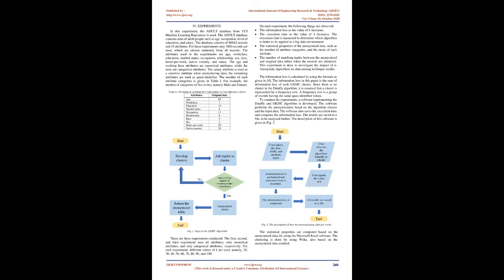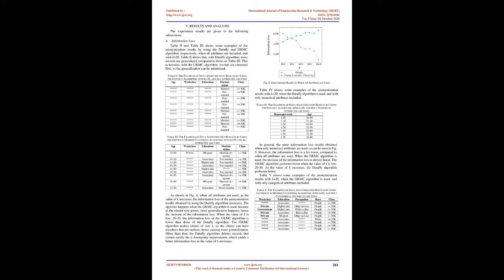3. Check if the frequency table is ready to be suppressed. If yes, go to step 4. If no, go to step 6. 4. Suppress the table. 5. Return the anonymized table. 6. Generalize the table and return to step 1. These steps are also given in Fig 1.